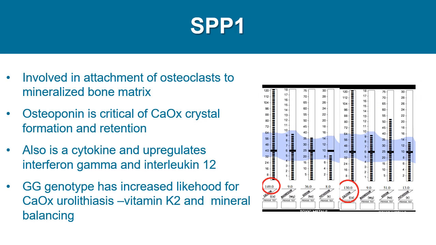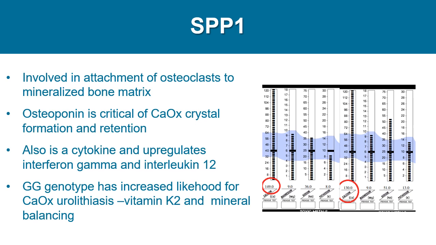This is an area where I think mineral balancing can be really helpful. I forgot to mention with SPP1, because there's an increase in calcium oxalate urolithiasis and attachment of calcium issues, individuals who have the SNP should have plenty of vitamin K2 to help with the attachment of calcium. But I also think overall balancing of the minerals is important, as I see with the hair testing.